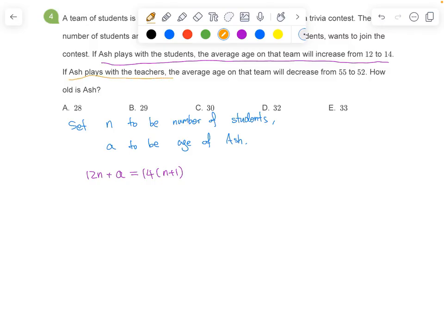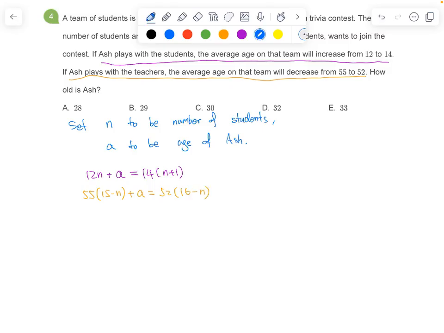If Ash plays with the teachers, the average age would decrease from 55 to 52. So what is the sum of the age of Ash and the teachers? Well, it would be 50 times 15 minus N. This is the sum of the age of the teachers plus A, which would equal the sum of the age of the teachers and Ash, which is 52 times 16 minus N.